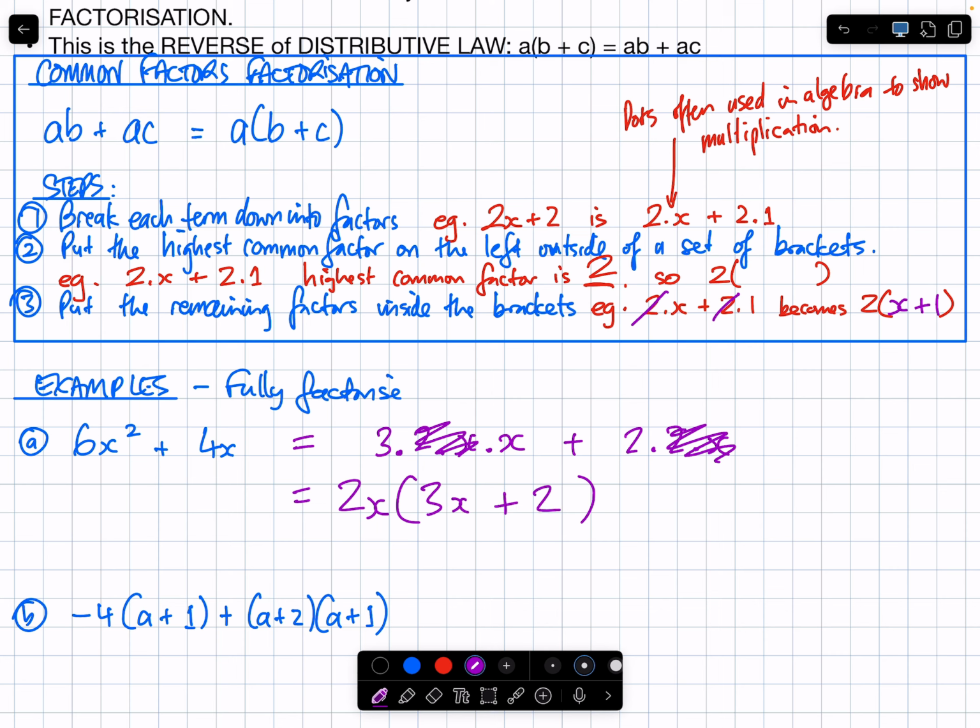That's how you do common factors factorisation. If you ever want to double check, if you want to flex on me and show me that you know how to do this and you can check your answers, you can expand this back. What's 2x times by 3x? 6x squared. And what's 2x times by 2? 4x. You can always double check your answer if you're not confident with factorisation.